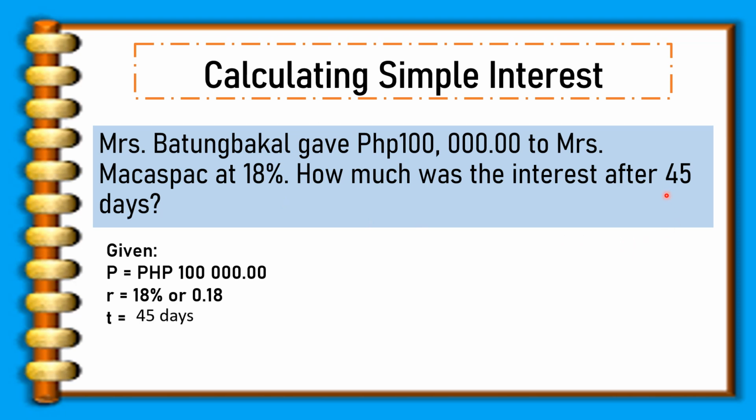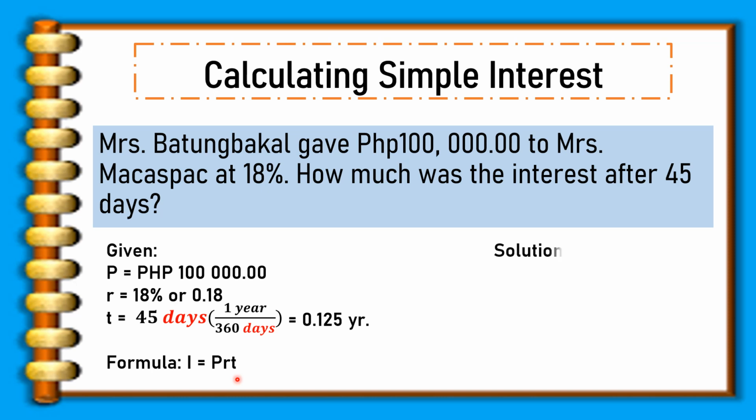Remember that you need to express time in years. So 45 days divided by 360 days is equivalent to 0.125 year. Next, since you are asking how much was the interest, the formula to be used is interest equals P multiplied by the rate and then multiplied by time.